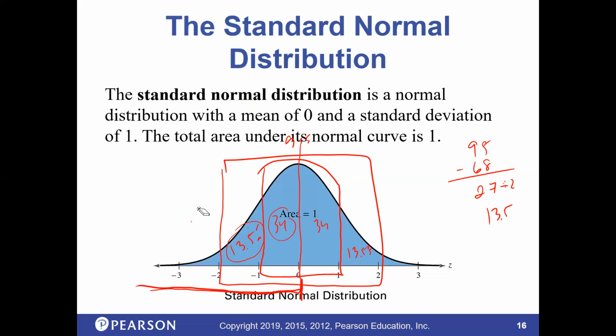So tell me, do this one for me now. 50% minus... I got to do some work here. 34, sorry guys, 34 plus 13.5. What is that right there? 47.5. Okay, 47.5 minus 50, or 50 minus 47.5. 2.5. Oh, that's right. Yeah, duh.